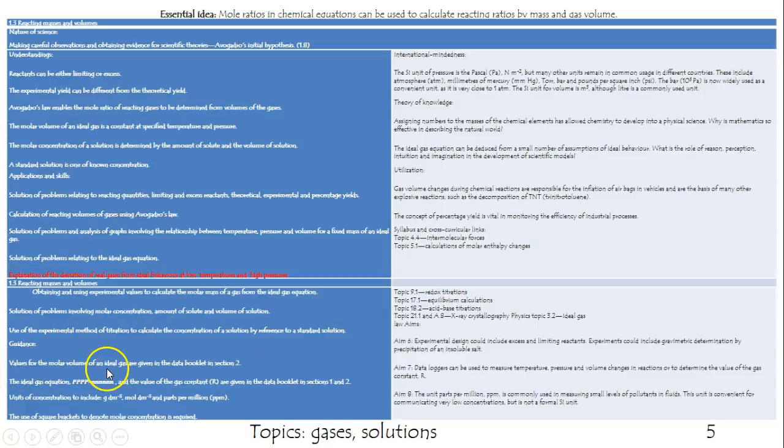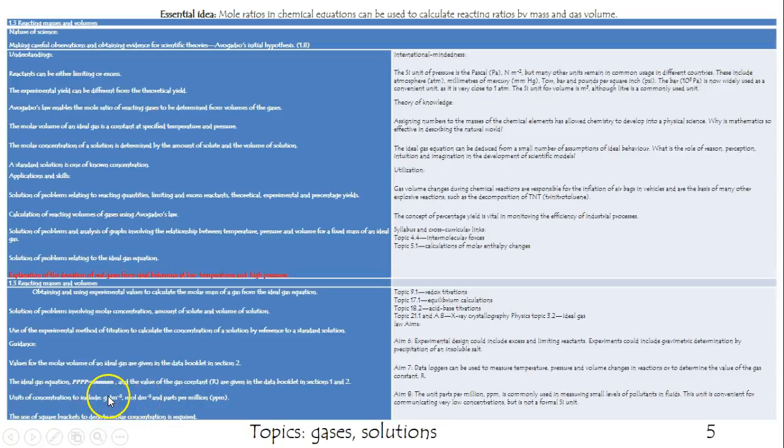The values for the molar volume of an ideal gas are given in the data booklet, so that's something we should be aware of. The ideal gas equation and the value of the gas constant are also given in sections 1 and 2 of the data booklet. So that would be PV equals nRT and the value of R, which is 0.0821 liter atmosphere per mole Kelvin, and the units of concentration to include both molarity, that's moles per cubic decimeter, and grams per cubic decimeter.